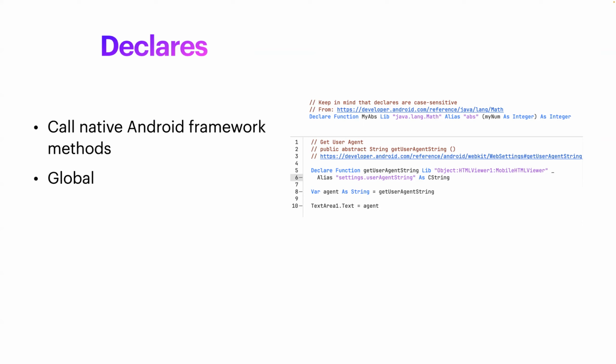And currently, they can only make calls into things that are global or specific control objects. So you can see this screenshot here has two declares. One at the top is a global call just into a math function that's sitting in the Java language math namespace. And the one below it is calling, let's see, a method, or I guess a method or property of another property that's on the HTML viewer control.